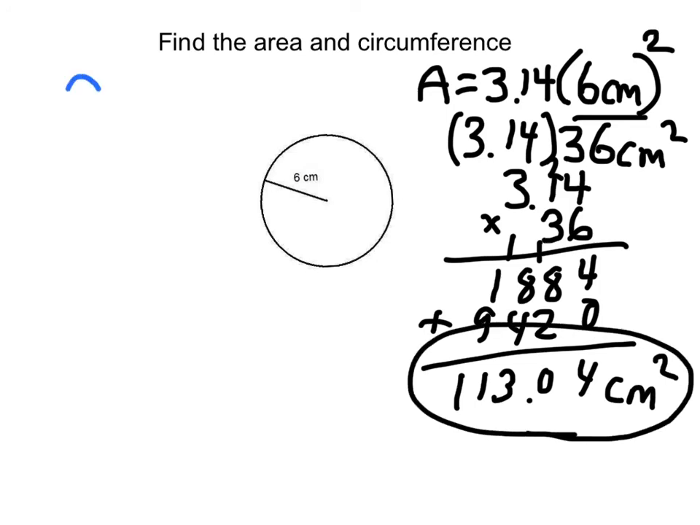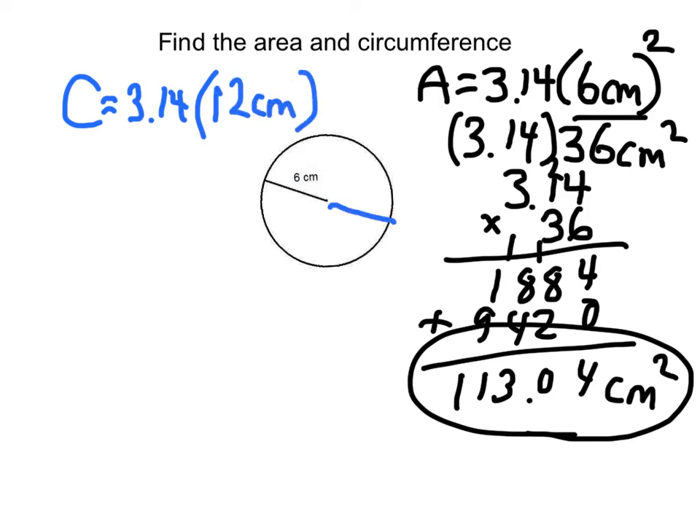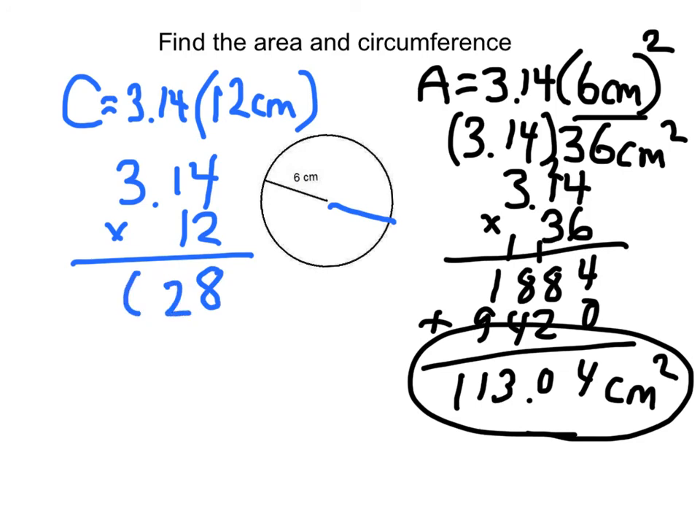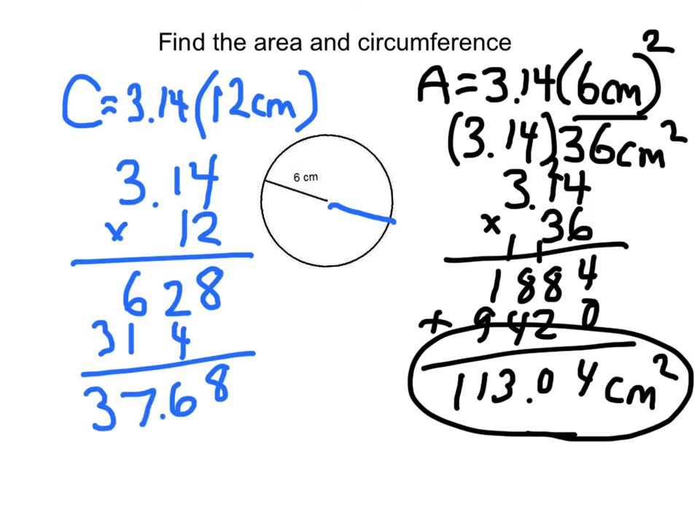All right, let's do circumference. Pi times diameter. So 3.14. The diameter is going to be 12 centimeters. So 3.14 times 12. 37.68 centimeters for circumference.